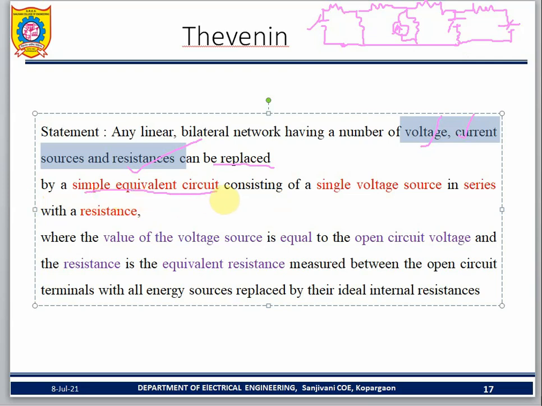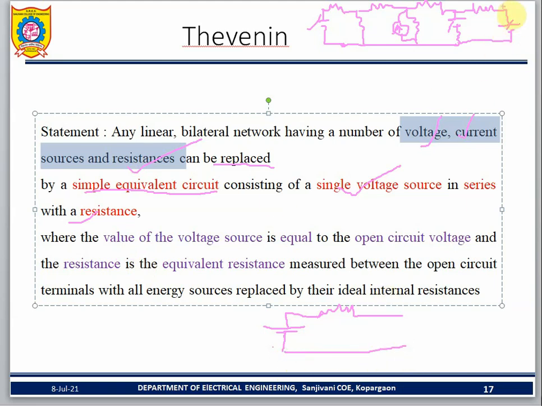You are going to draw it. How do you draw the simple equivalent circuit? It consists of two things. One is a single voltage source, so the number of voltage sources is replaced by a single voltage source. Step 2: in series with that, a resistance called R equivalent. So this complicated circuit is replaced by the simple circuit.